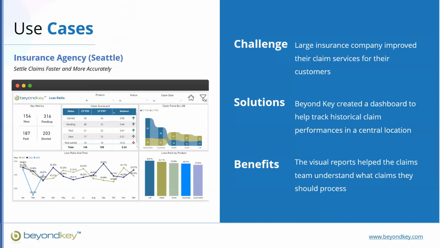So with that said, what are the different use cases? Let's talk about number 4. We have 3 different use cases that we're going to share with you today about how your organization can use insurance analytics to help. The first use case that we want to share with you is for an insurance agency in Seattle. This organization was looking for ways to settle claims faster and more accurately than they were doing before. And the challenge that they had was they weren't figuring out their claims fast enough for their customers. They wanted to make sure they were doing it in a more constructive way. What we did was we created a dashboard to help them track their historical claim performances in a central location.